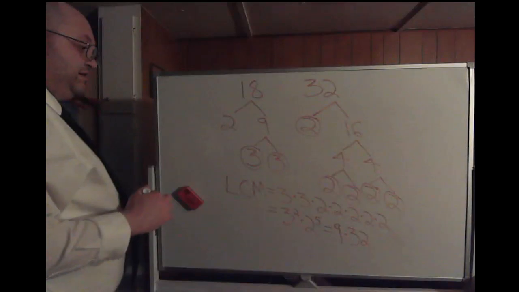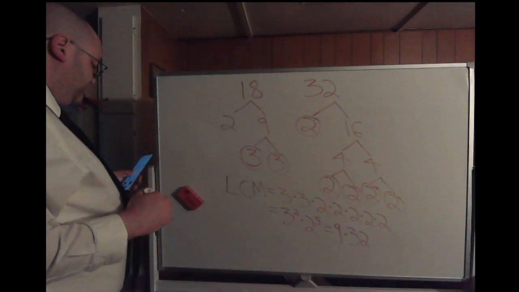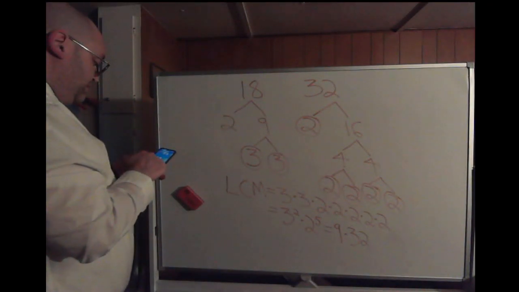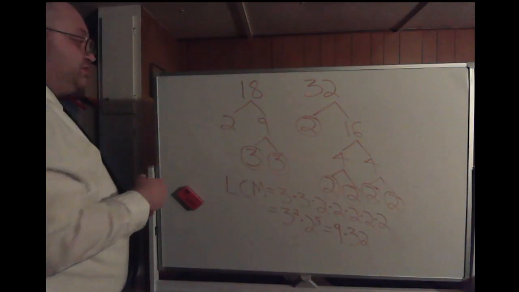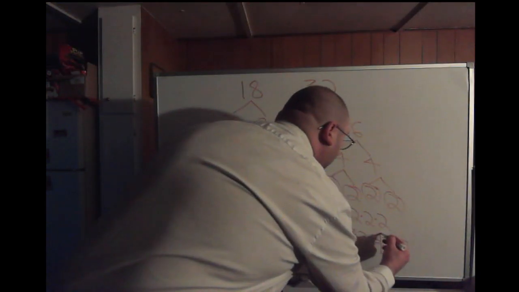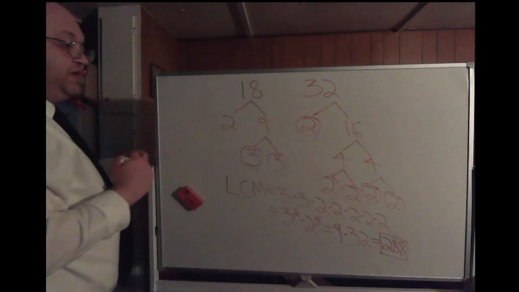Now let's do that on the calculator so we can get our least common multiple. 9 times 32, the least common multiple is 288. So yes, we will have 288 as our least common multiple of 18 and 32.